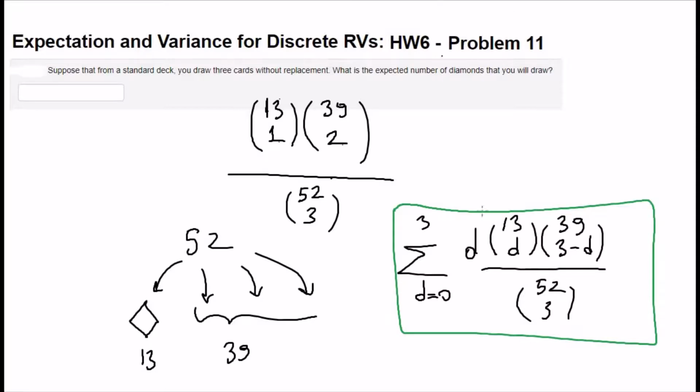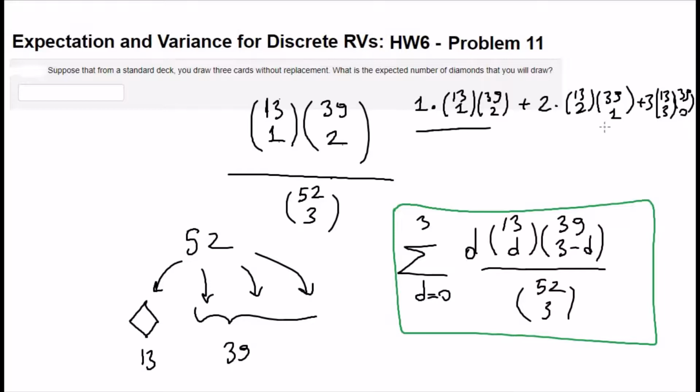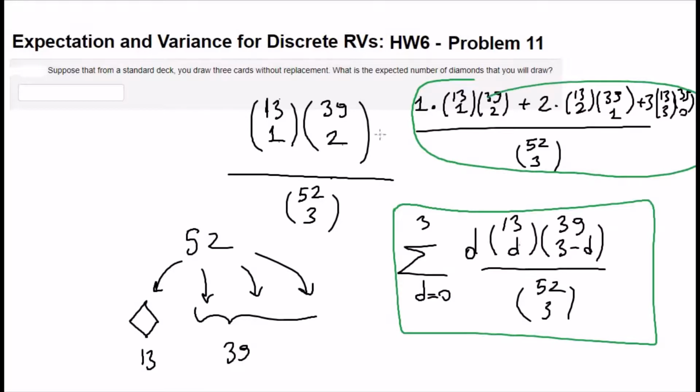And if you would like to expand this, let me expand this. It's going to be, for one diamond, 1 times 13 choose 1 times 39 choose 3 minus 1, which is 2, plus 2 times 13 choose 2 times 39 choose 1, since 3 minus 2 is 1, plus 3 times 13 choose 3 and 39 choose 0, and all over 52 choose 3. Either this form or that form is the answer.